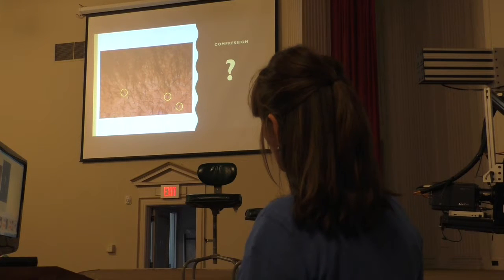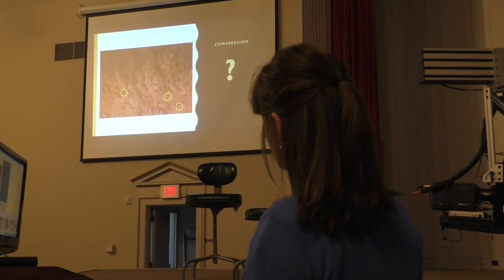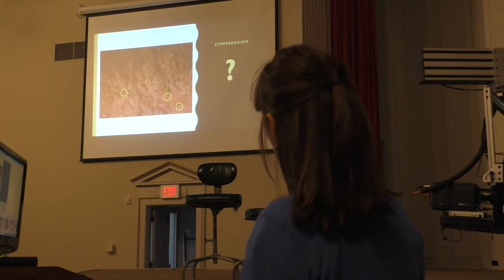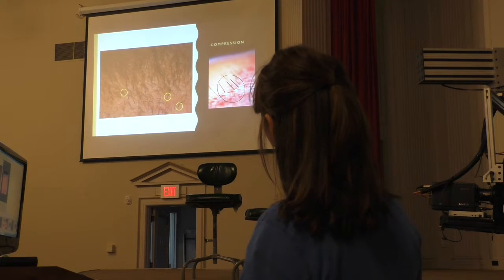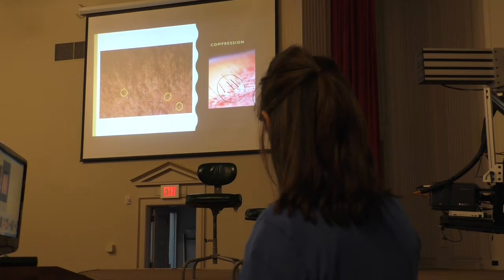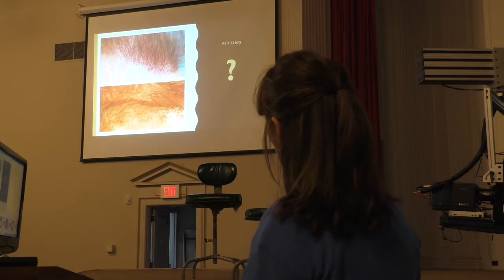What went wrong here? I showed this picture earlier. It's a compression, right? It's also like a palm tree. Grafts were too big, in an inappropriate place, and placed in a small site. What went wrong here is pitting.